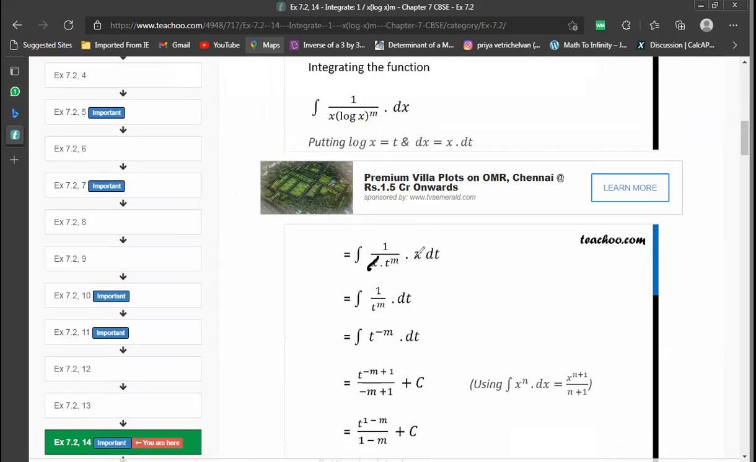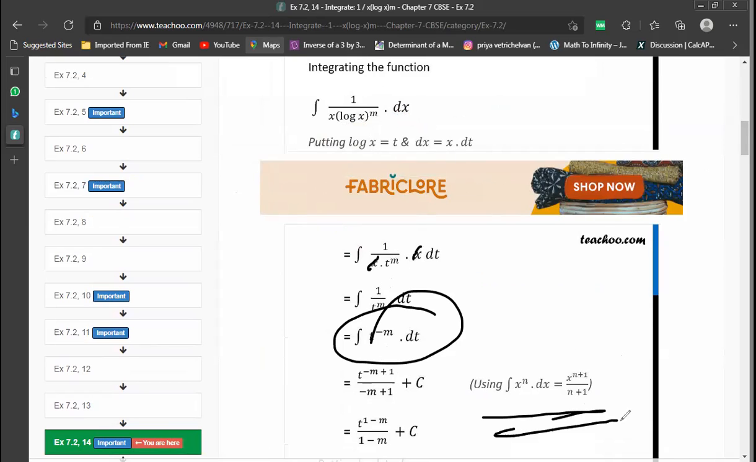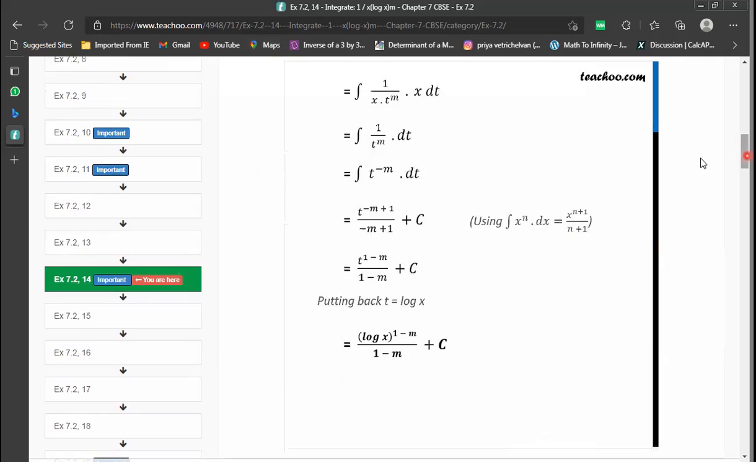Just cancel out the x and x. It's 1 upon t power m into dt. So take the t power m to the numerator, that will turn into t power minus m into dt. So when you integrate this, t power minus m plus 1 upon minus m plus 1 by using the power rule. Sometimes the power can be a variable also. Again, you put back t as log x. So it's log x whole power 1 minus m upon 1 minus m plus c.